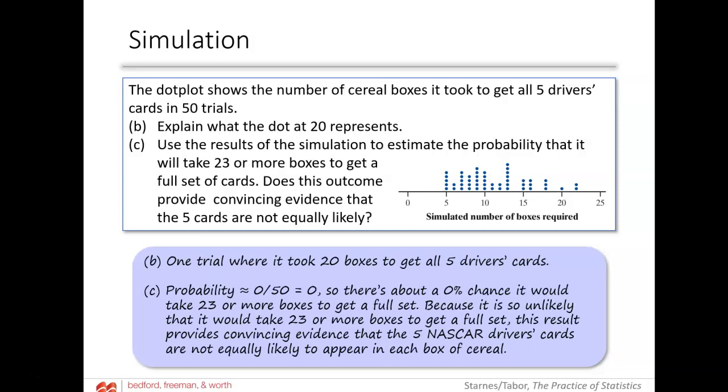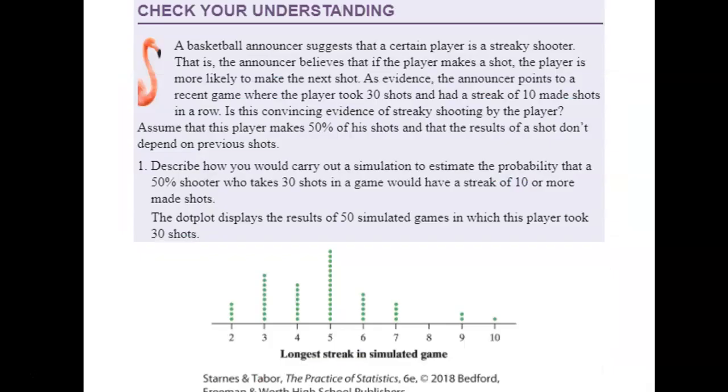Because it is so unlikely that it would take 23 or more boxes to get a full set, this provides convincing evidence that those cards are not equally likely to appear in the box of cereal. There must be a golden ticket type of card where they know everybody wants that card, so they don't put it in a lot of boxes, so it's less likely to be chosen randomly. Our simulation was showing us what would happen out of pure randomness if everything was fair. And it turns out what was happening in real life was not set up that way.